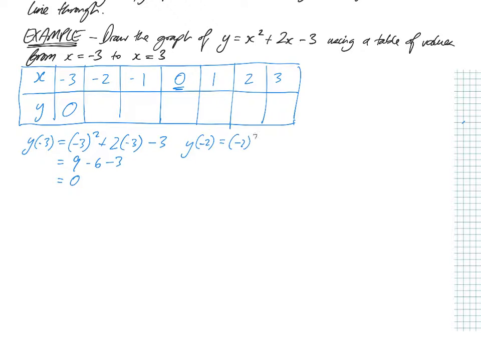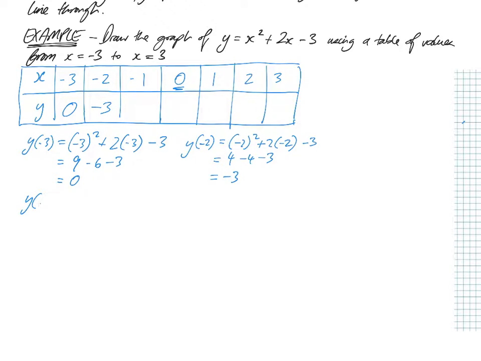Substitute -2: -2 squared plus 2 lots of -2, take 3. -2 squared is 4, plus 2 times -2 is -4, take 3. 4 take 4 is 0, take 3 is -3. Keep going.